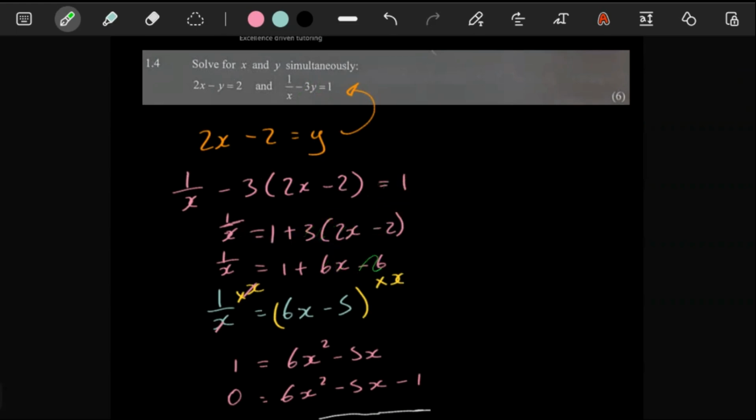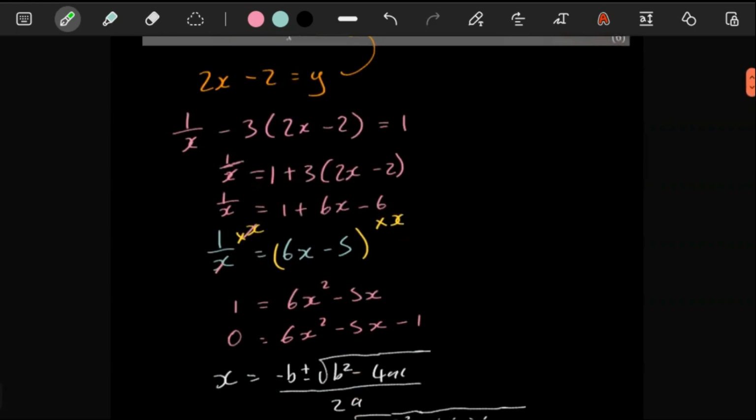But then what could have been the issue here? You may be thinking that this is probably the error, right? But even if you multiply inside here, you're going to have 1 over x minus 6x, and then you're going to have plus 6 and then equal to 1, you see.